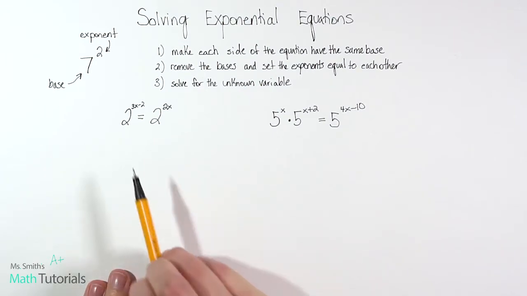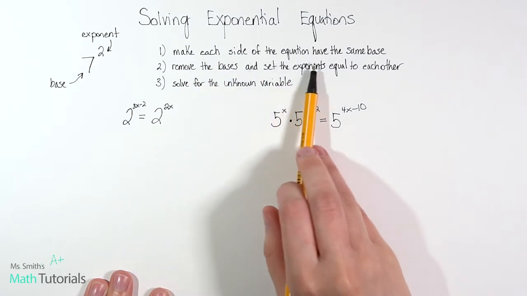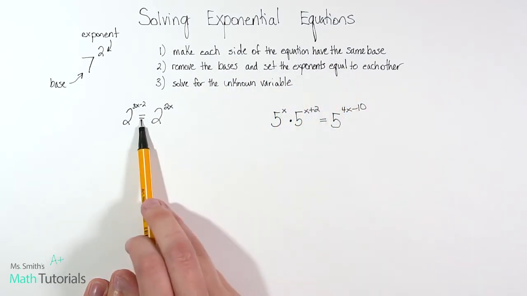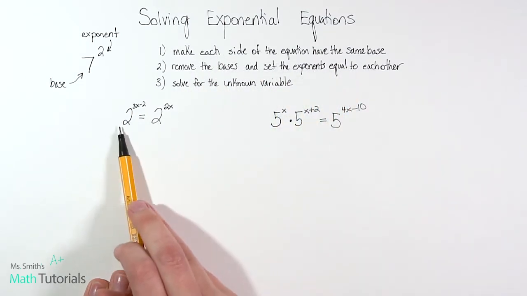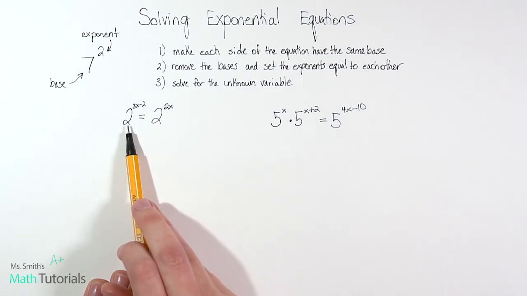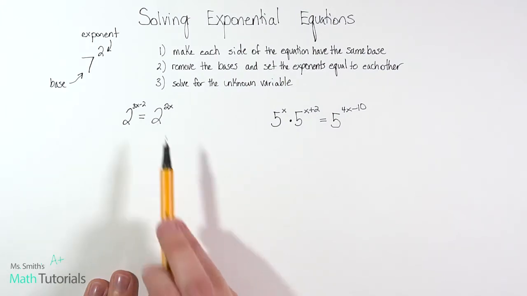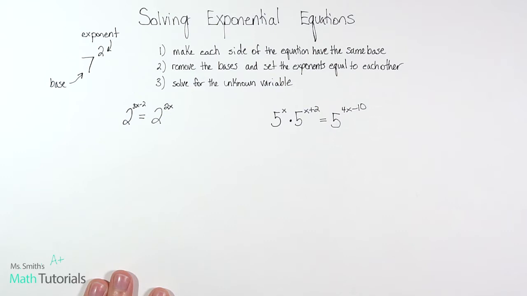So for this first example, notice our step one was to make each side of the equation have the same base. On either side of the equal sign, my base, the large number or letter, is the same, right? This one is a 2 and that one is a 2. So I can already skip step 1, that's done. These have the same base.